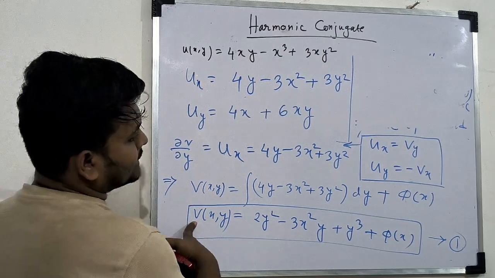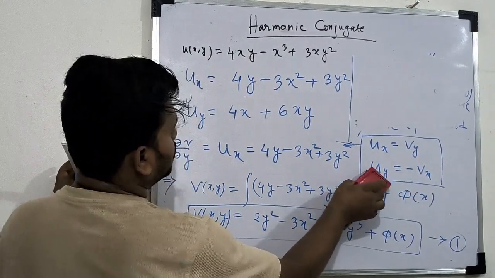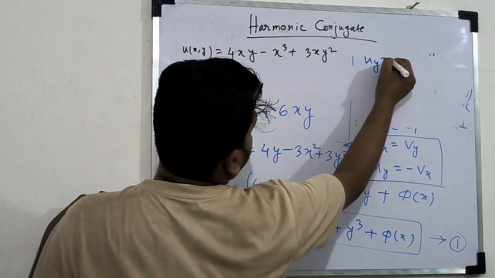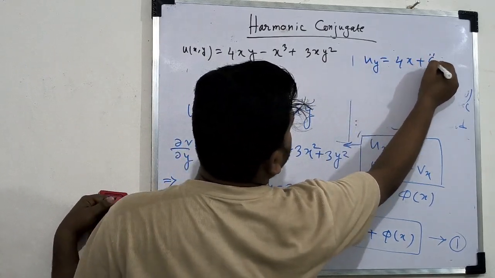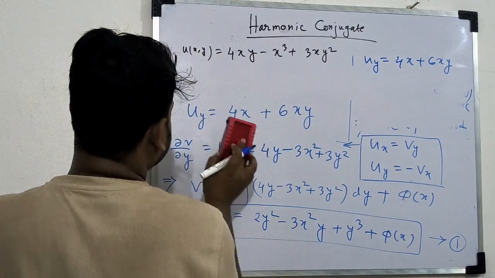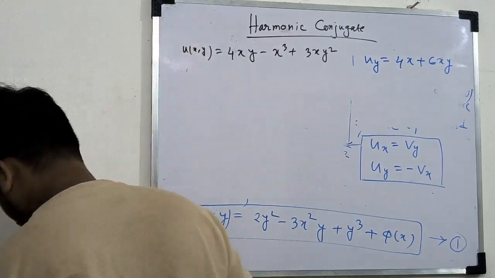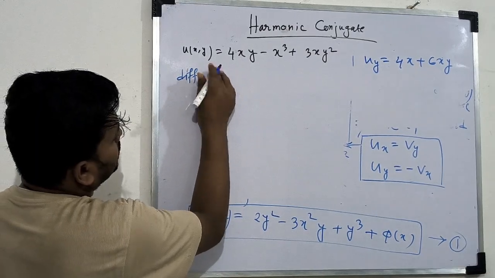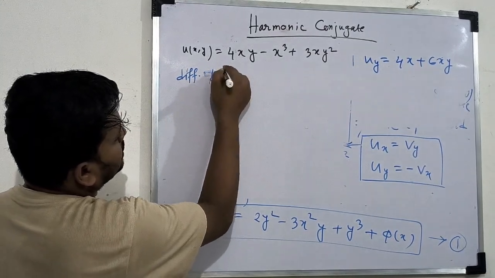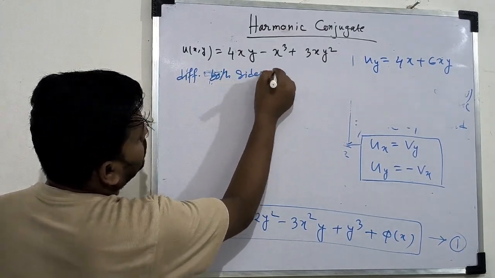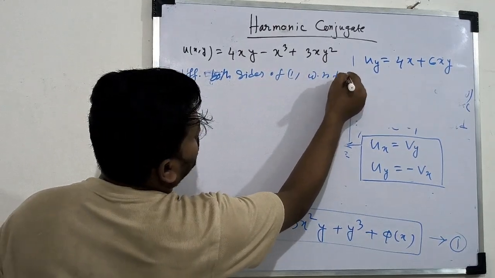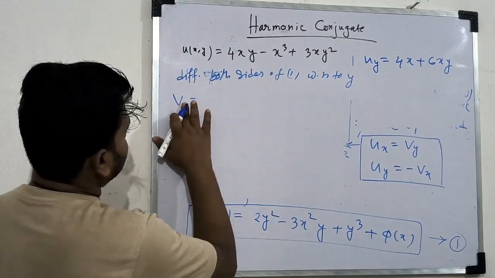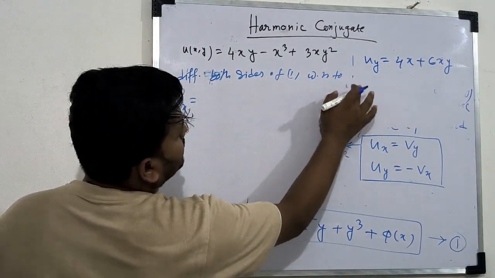Now we differentiate this with respect to x, so it will be vx, and vx will be minus uy. So we need uy, which is 4x plus 6xy. We use this, and also we use this. So differentiating both sides of 1 with respect to x, we get vx.